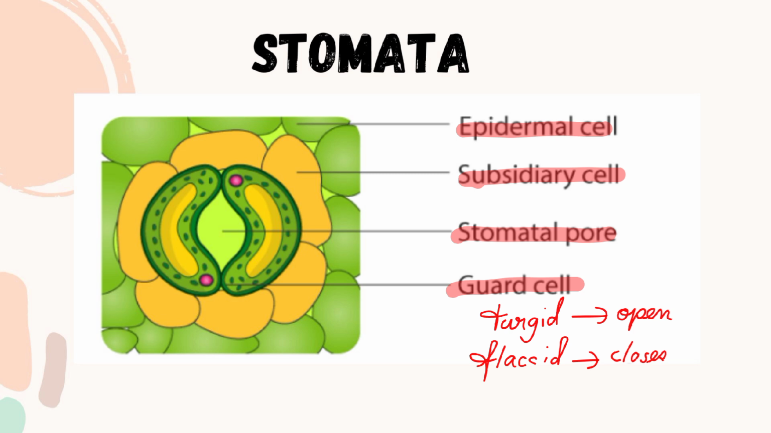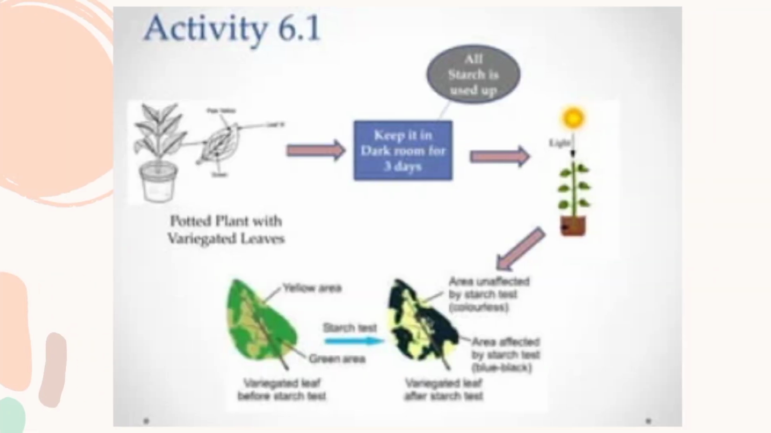Okay, in a few cases, in some plants, the guard cells also photosynthesize because chloroplasts are also present in the guard cells. So even guard cells will assist in photosynthesis if they have chloroplast. Okay, now we have two activities which were given in NCERT.